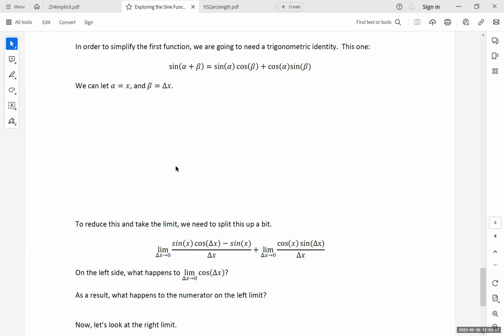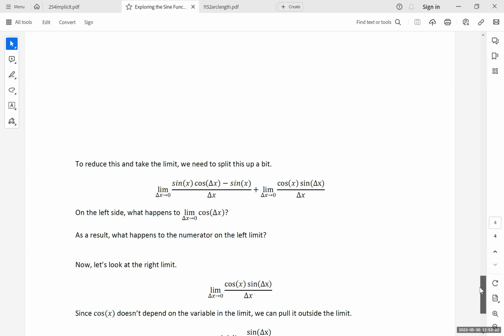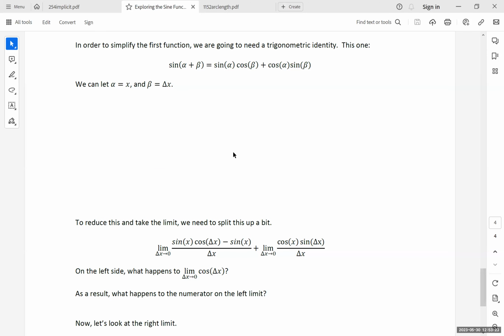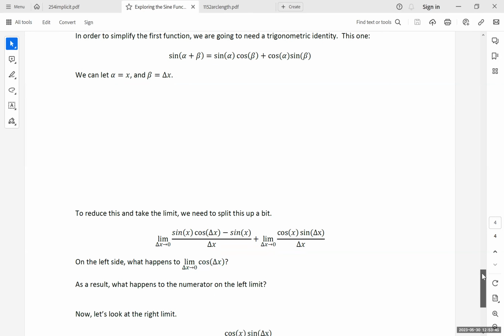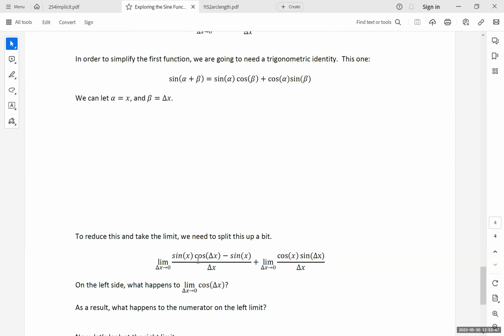The formula did not come up, which is disturbing. But what we end up with is essentially one formula that has both of these terms in it. So we're going to end up with sine x cosine delta x, plus cosine x sine delta x, and then the minus sine x comes from our formula up here. And so for this next step, I simply split them up: sine x cosine delta x minus sine x over delta x, and the cosine x sine delta x over delta x over here.